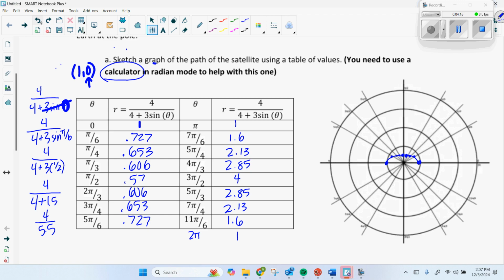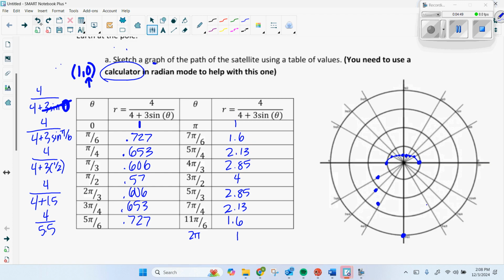So 7 pi over 6 is here, and that's at 1.6. So I'm going to go a little bit past halfway. Then I'm at 2.13, which is going to be a little bit past the second ring. Then I'm at 2.85, which is even more past the second ring. And then I get all the way to 4. So at 3 pi over 2, we are at 4. 1, 2, 3. Oh, it looks like I'm at 3. Okay, I need to go all the way to 4.